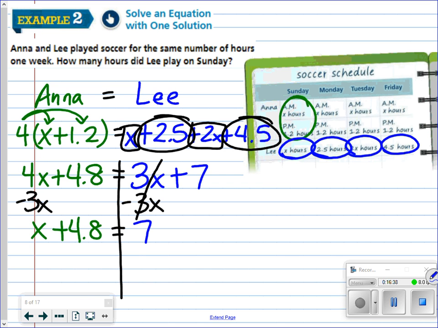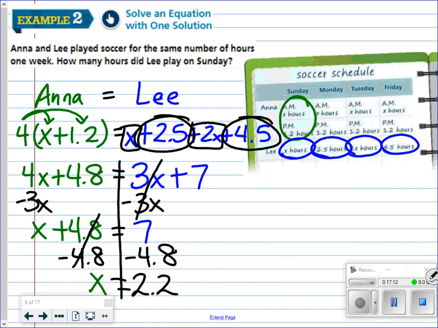All right. What's my next step? Good. It's plus 4.8. The inverse operation is to subtract. I do that to both sides. 4.8 minus 4.8 is 0, so I'm left with x. What is 7 minus 4.8? 2.2? Okay. We see that x is equal to 2.2.